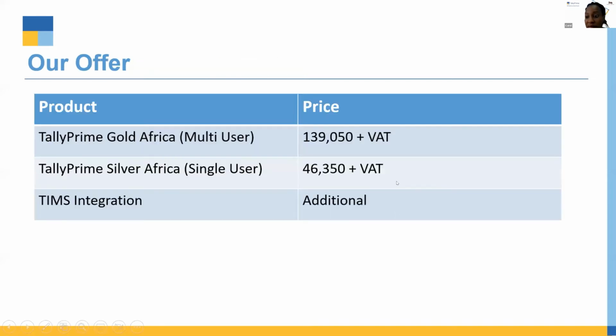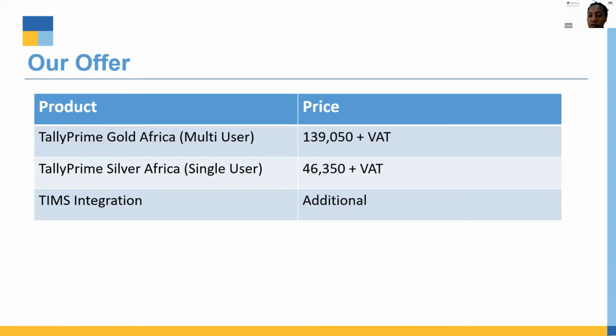So for the offer, as I mentioned before, we are a one product company that has been evolving over time to meet our customers' needs. And this one product is in two flavors. One is the Tally Prime Gold Africa, which is multi-user. It goes for 139,050 shillings plus VAT. Then the second flavor is the Tally Prime Silver Africa, which is a single user.